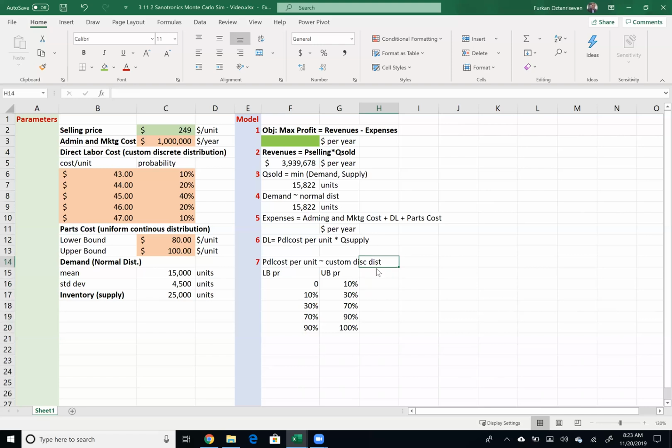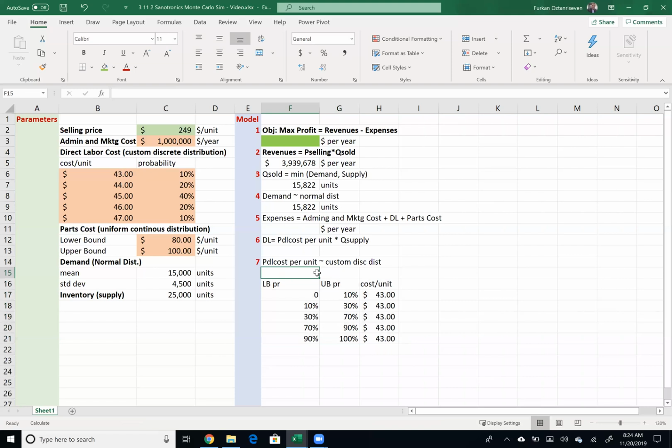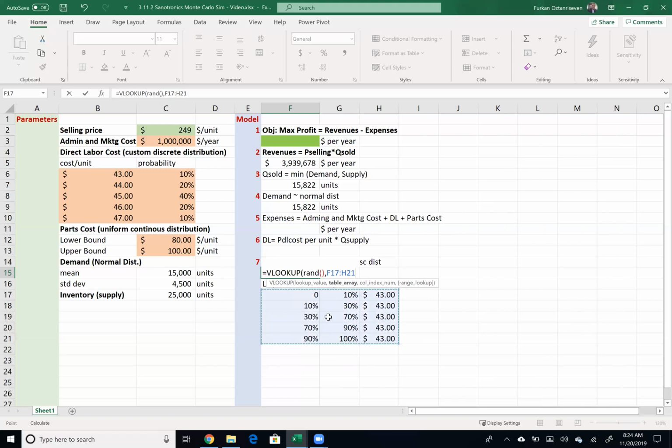So now I need to put here the cost per unit values associated with it. So what I'm going to do is reference this and then drag it down. Now I can generate random probabilities, and based on that, I can read from this table and come up with the price or cost per unit for direct labor cost. So I'm going to use VLOOKUP, which is vertical lookup. I would like to look up the value of a random number, which will generate a value between 0 and 1, and compare that value with these thresholds.